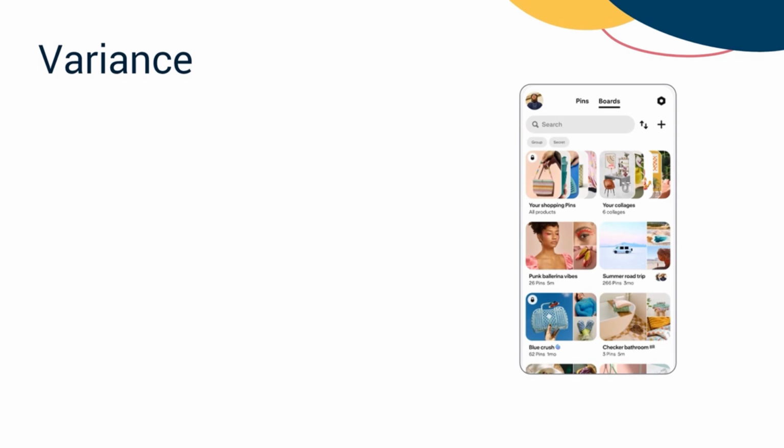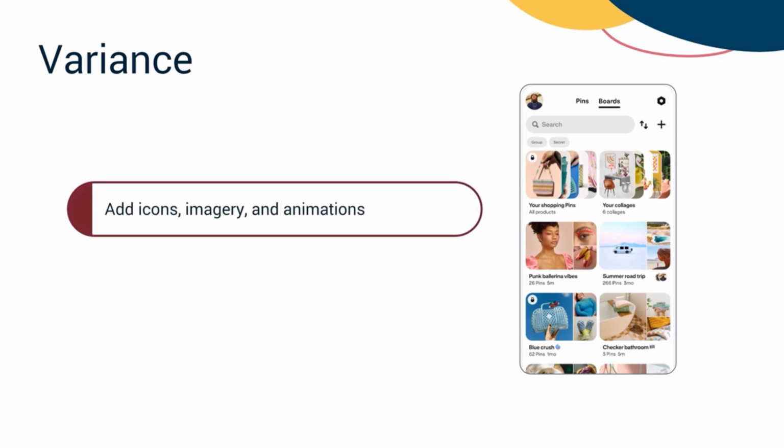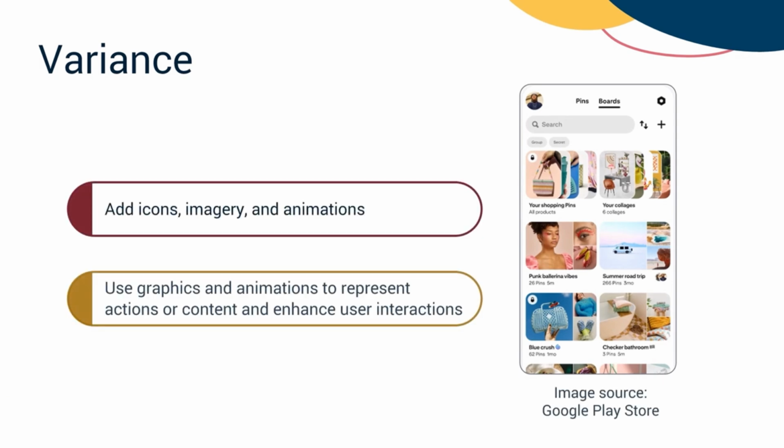In visual design, you add icons, imagery, and animations to your apps. By using graphics and animations, you can represent actions or content and enhance user interactions. Pinterest uses distinct icons for saving and sharing pins, and Duolingo uses playful animations when users complete lessons.